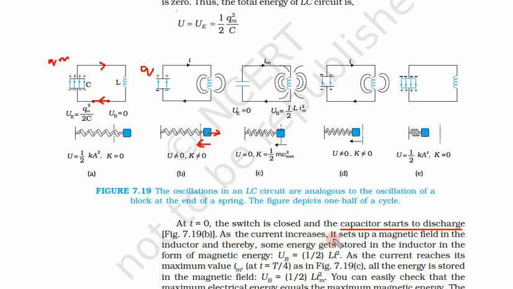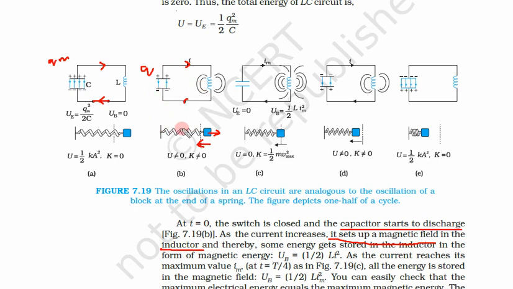As the current increases, it sets up a magnetic field in the inductor, and thereby some energy gets stored in the inductor in the form of magnetic energy. So now the capacitor has started discharging, and current is flowing in the circuit. This current is producing a magnetic field, setting it up in the inductor, and some of the energy is now being transferred to this inductor.